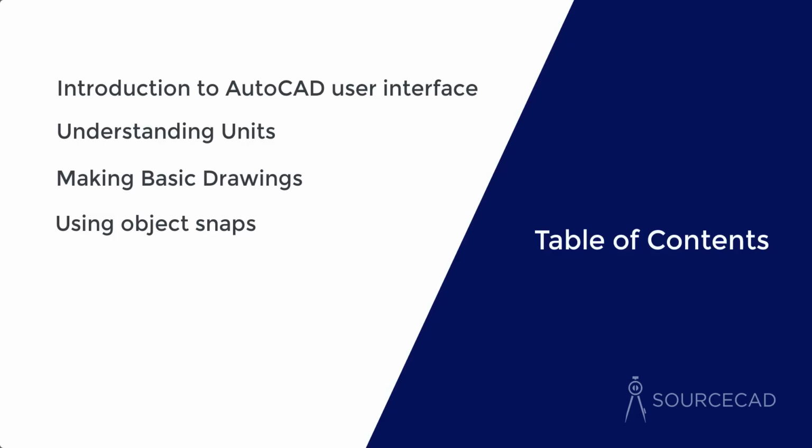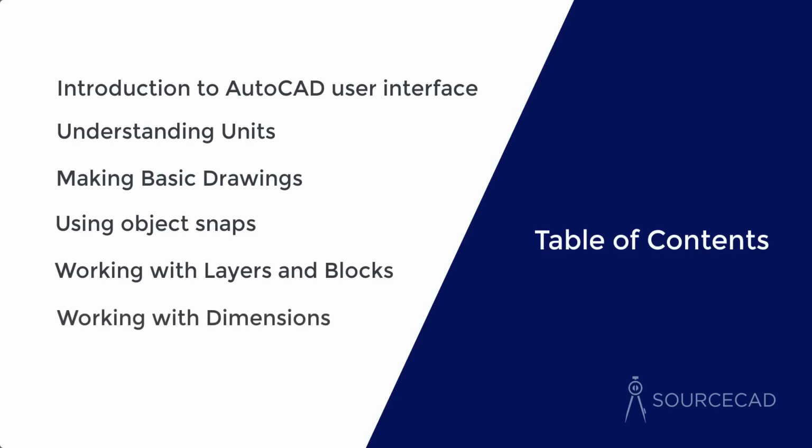Further, we'll move into some drawing management tools like layers. Then we'll talk about blocks, which are symbols in AutoCAD, and then we'll talk about making dimensions, and finally we'll print our drawing. So all these things in just this three-part AutoCAD tutorial for beginner series. So let's get started.